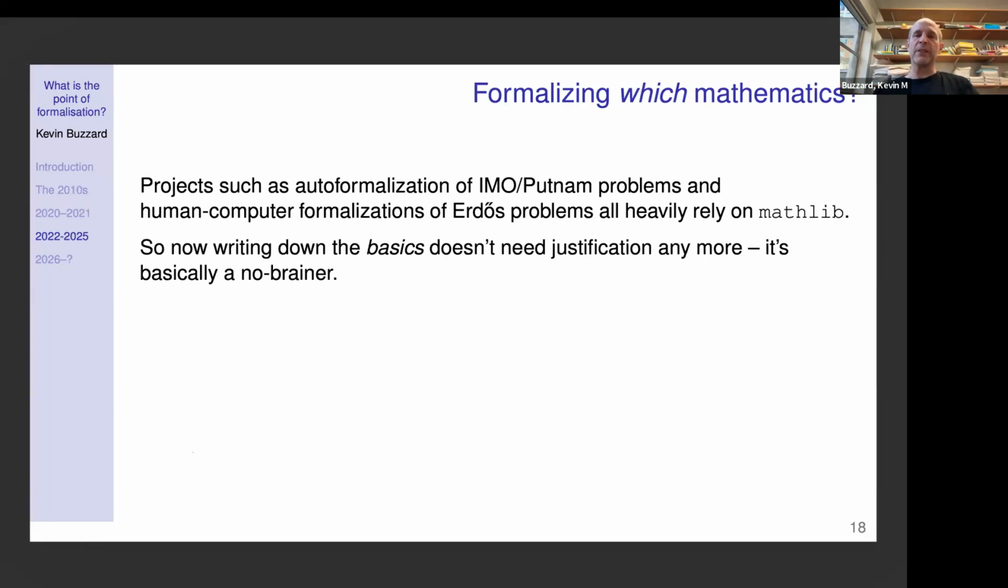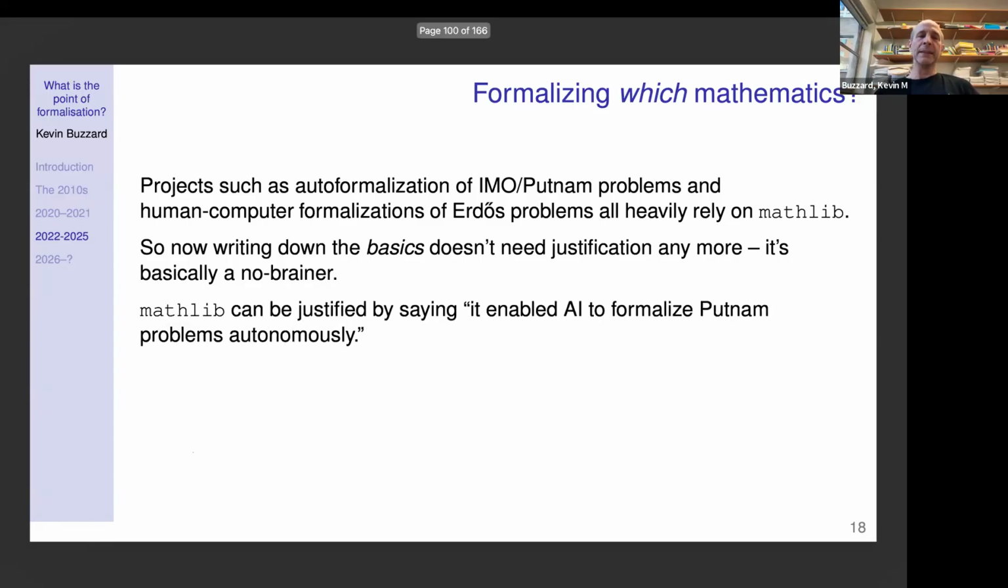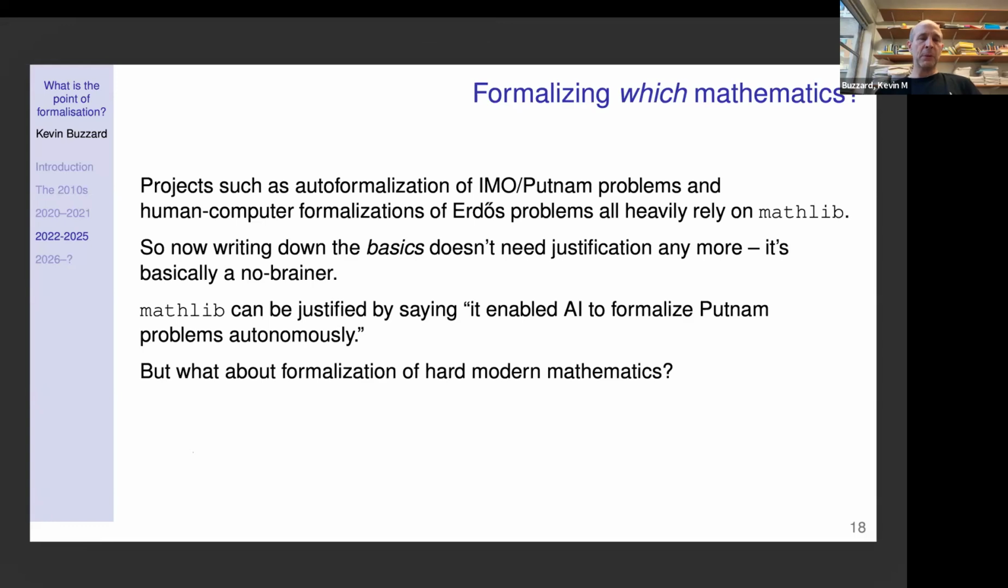Nobody's asking what's the point of MathLib. MathLib has got funding coming into it because people have realised that it's really important to keep MathLib alive, let it grow, make it better. Now nobody is asking what the point of MathLib is. People are just like, isn't it great that we've got MathLib? It enabled AI to formalize Putnam problems autonomously. And that is surely some kind of progress. But what about the other question?